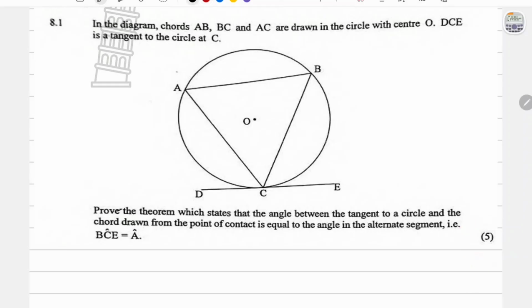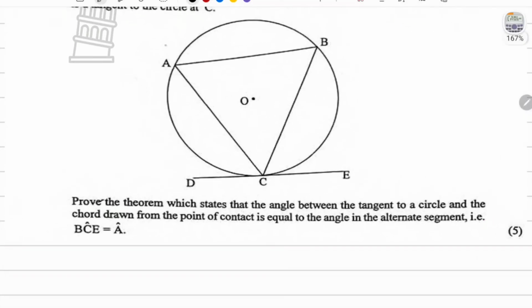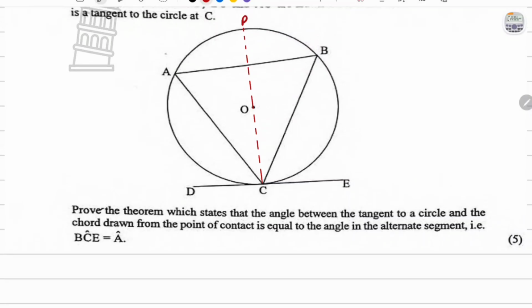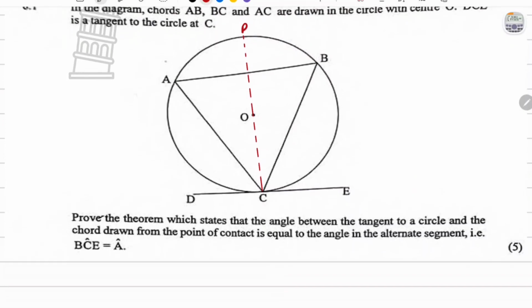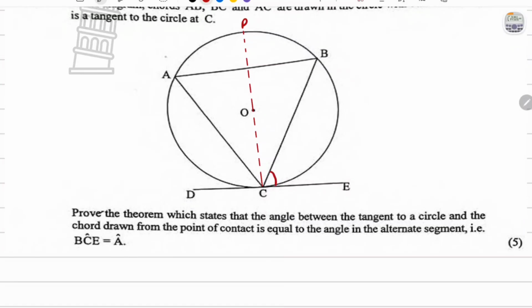The constructions we need to do first is you need to join OC. But the way you're going to join OC is you're going to extend it to a point, and we can call that point P. Let me make that a construction line. So we're extending it to P. And then, because we're trying to make this angle equal to this angle, this is our focal point. We're going to focus on this side. And so because of that, we're going to join AP. Now our constructions are done.